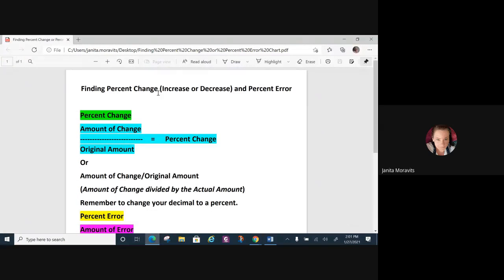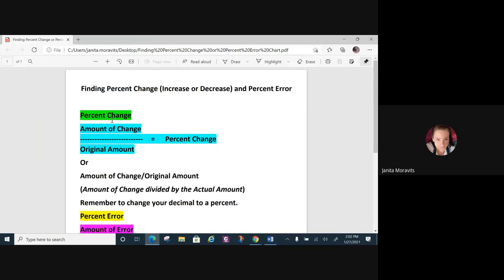It says finding percent change, and that can be an increase or a decrease, because you could increase your number of sales or you could decrease your number of sales. So they will tell you whether the sales are going up or down, and you'll know whether it's an increase or a decrease. Don't worry about this part over here about percent error. We'll talk about that later.